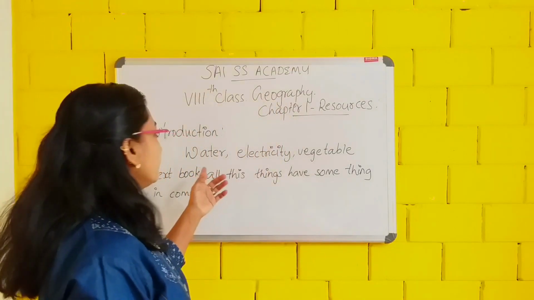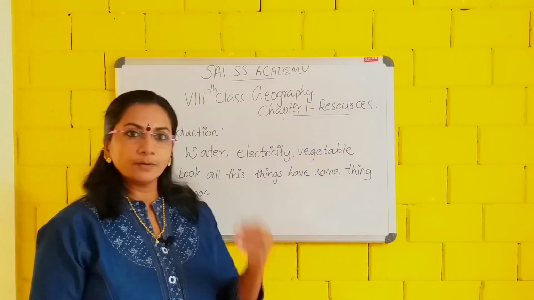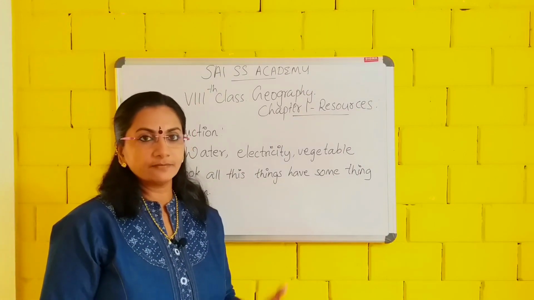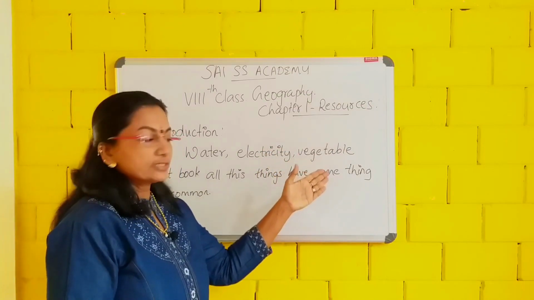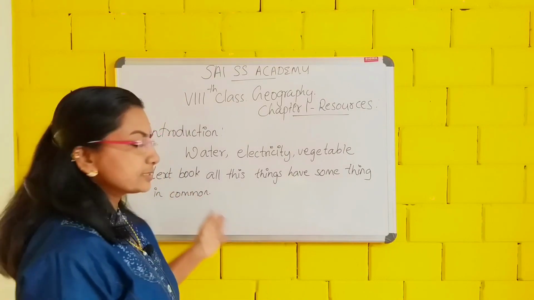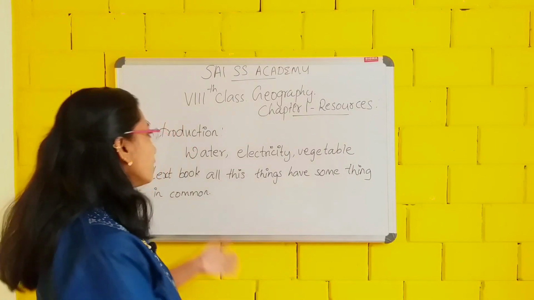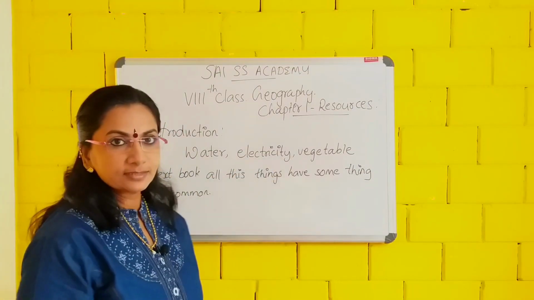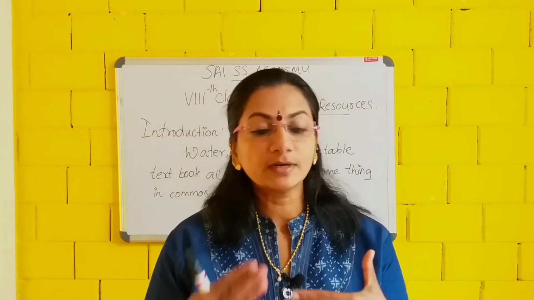Okay, that means the water: when we become thirsty, we have to drink water. Electricity, for all purposes, we need electricity for switching on the light, fan, everything. And vegetables, every day we need them for our house purposes. And textbook, we have to learn many things, and now also we are using the textbook. Many things like these satisfy our needs.